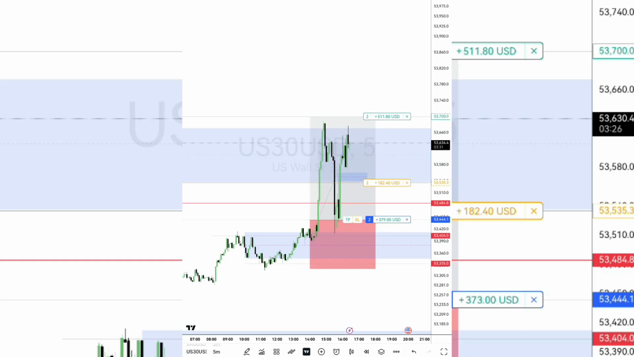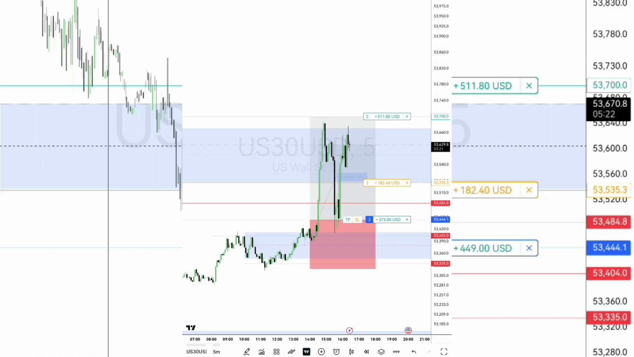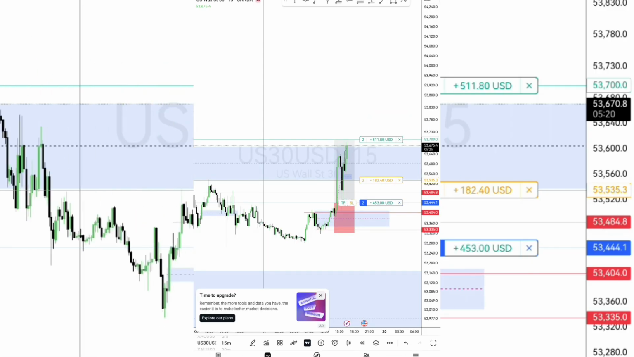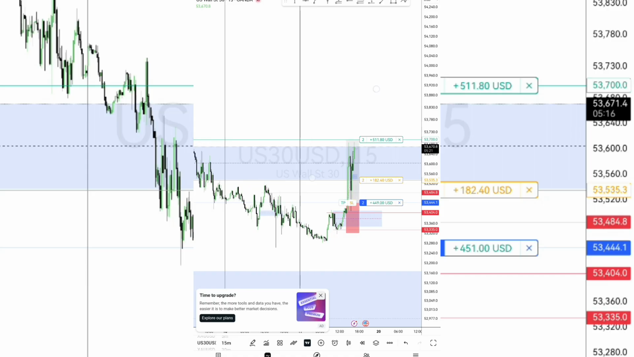I don't know why I didn't make this vertical. Is it vertical or horizontal? We are almost there. I don't even know why that high.